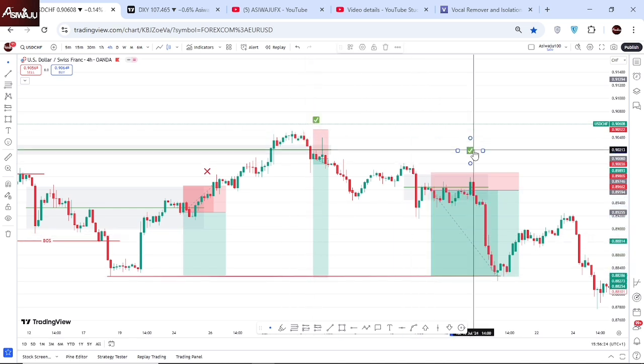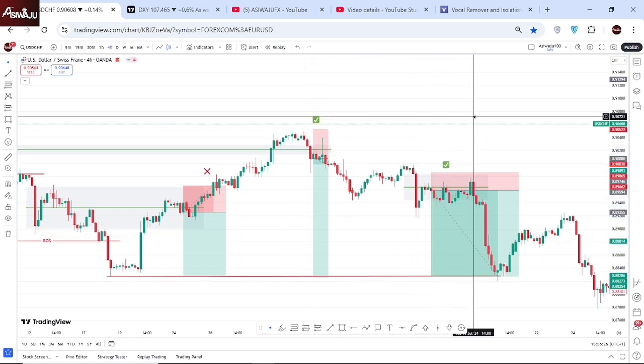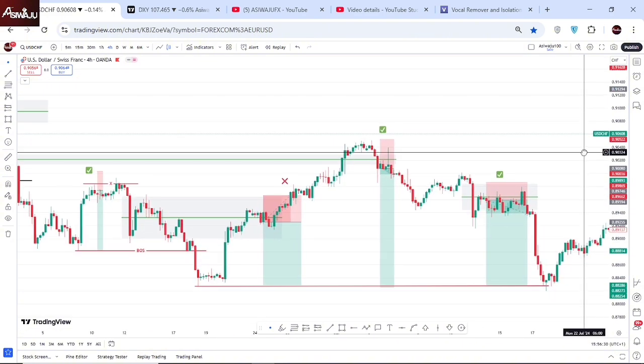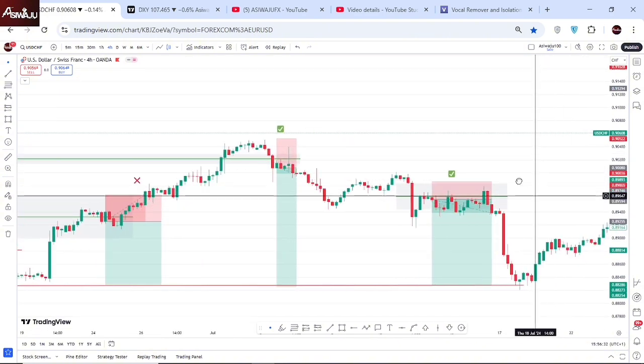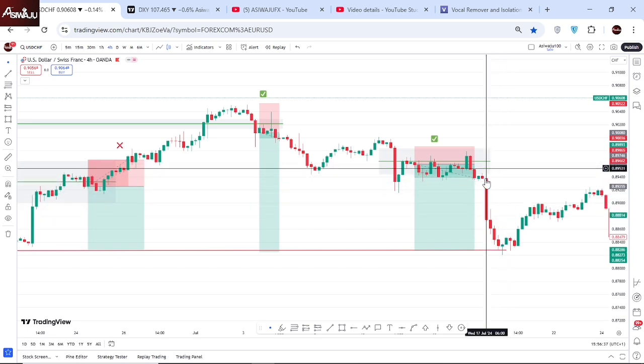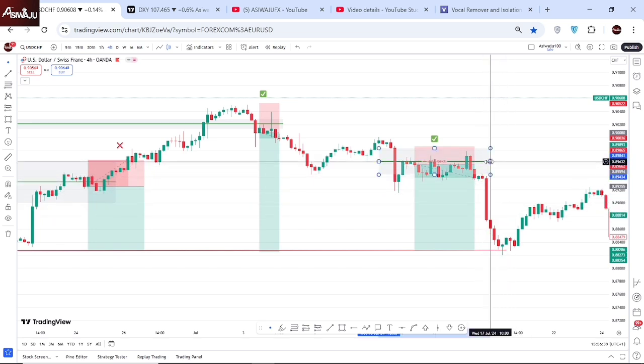You can see, if you are making use of this strategy, you have another entry here at this point. Also we have another entry here. So now let's just continue, and if you look here, you can see here again we have another inefficiency at this point again.